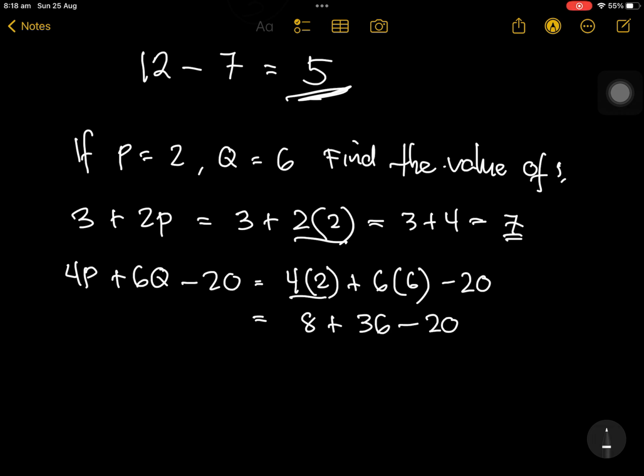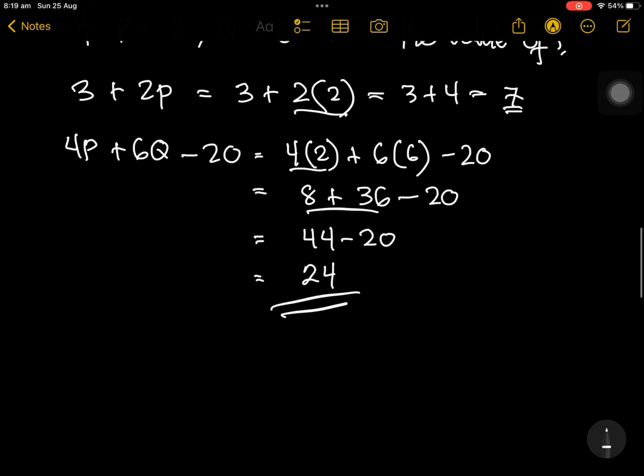Also, in this case, we have to follow BODMAS, left to right. So addition first. So 8 plus 36 is 44 minus 20. So 44 minus 20, that is 24. Okay, so that's the value of the expression 4p plus 6q minus 20.